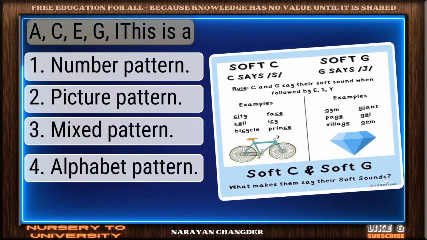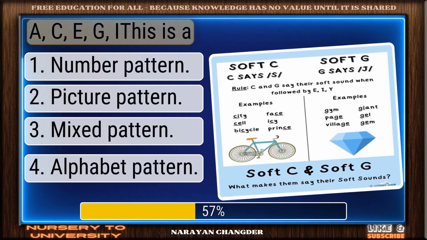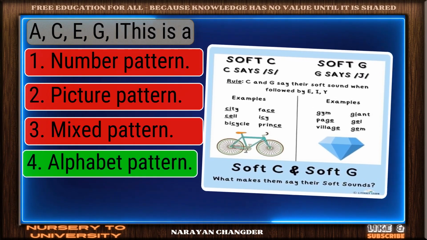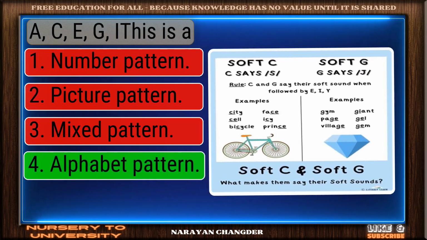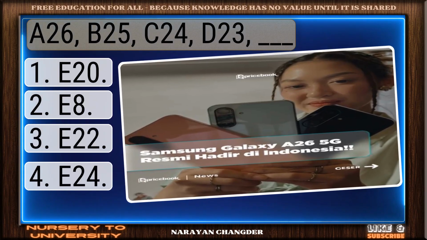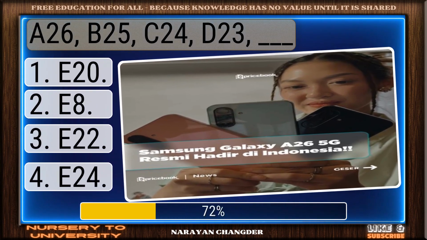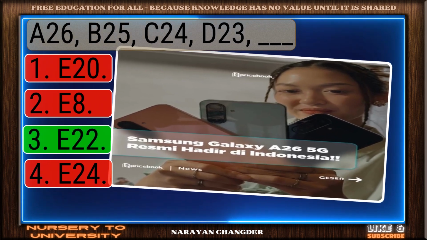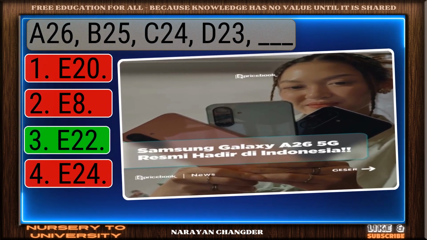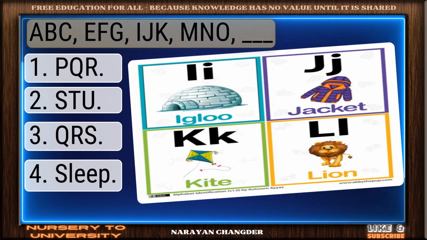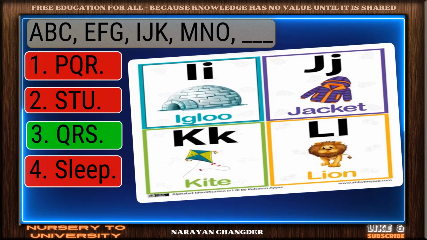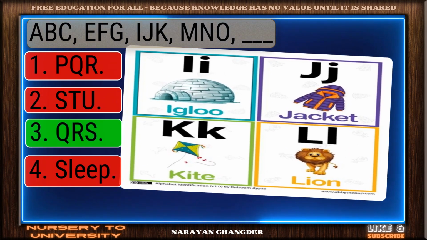A CEG, this is a right choice. Alphabet pattern is the best answer. C24 D23 dash. Clear logic. Your choice E22 is sound and 100% true. FF no dash. Smart pick. Chris is the correct choice.